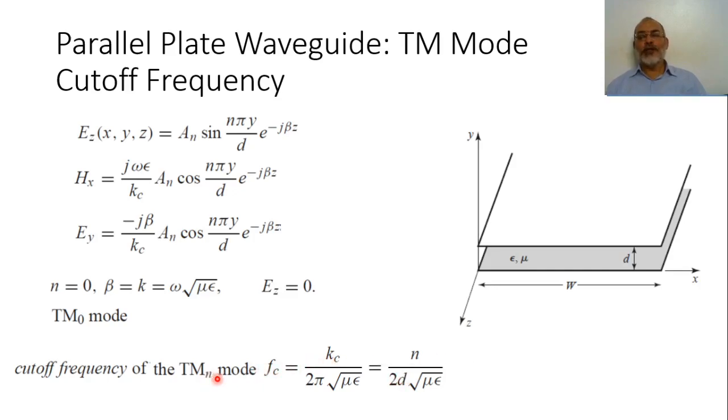So the cutoff frequency of the TM1 mode, if we have 3 millimeters spacing, would be 50 gigahertz. So below 50 gigahertz, we cannot propagate the TM1 mode in 3 millimeters. Above 50 gigahertz it can propagate. Alright? Okay.